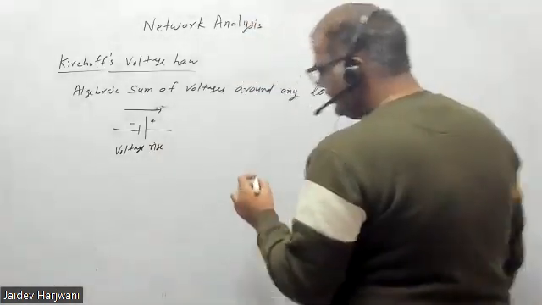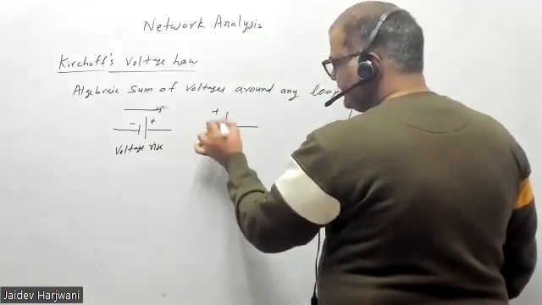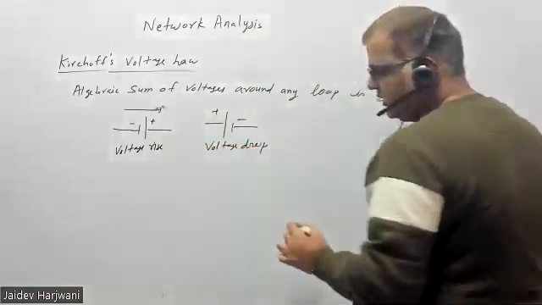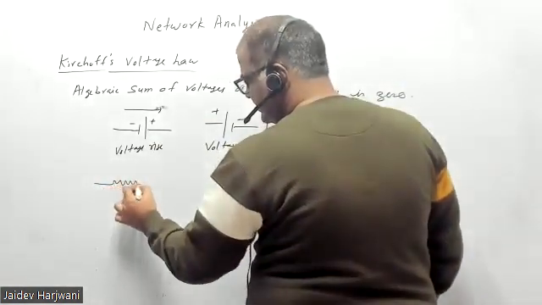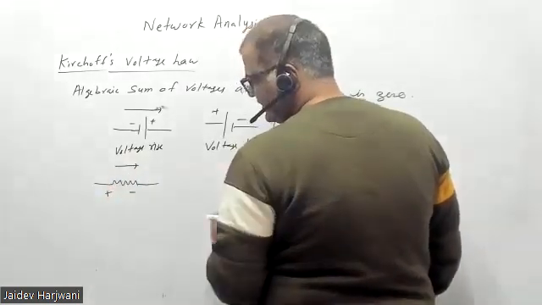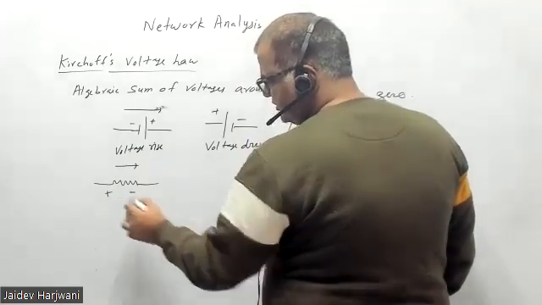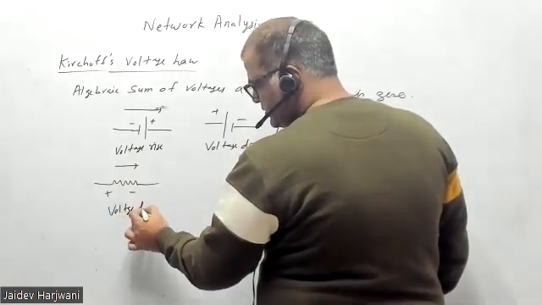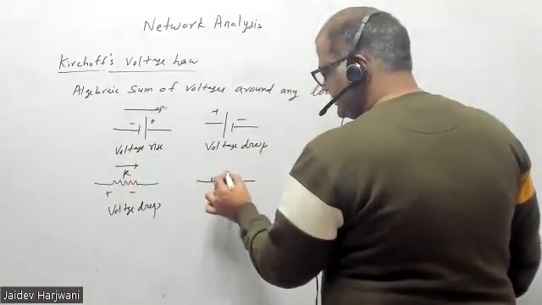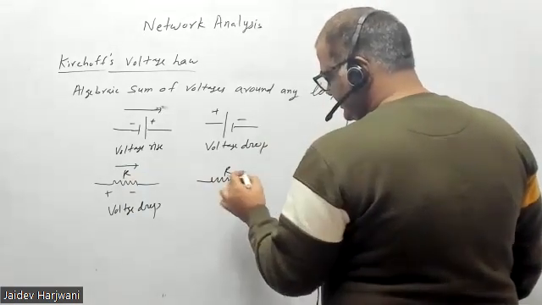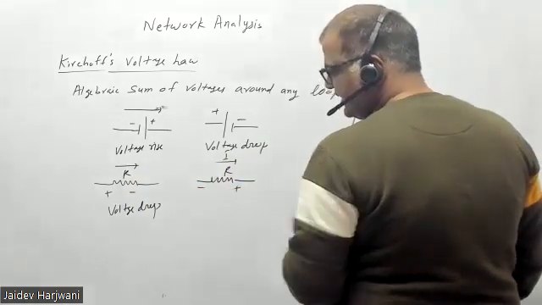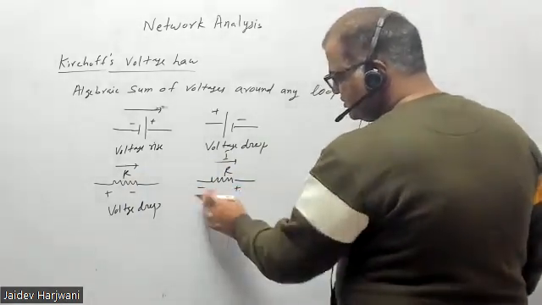Similarly, if you move from higher potential to lower potential, this is called a voltage drop. Similarly, if you find a resistance and you're moving in the direction of current, the voltage drop is like this. And if you are moving through the resistance R, with current in this direction, but the voltage is measured the other way, then this is called a voltage rise.